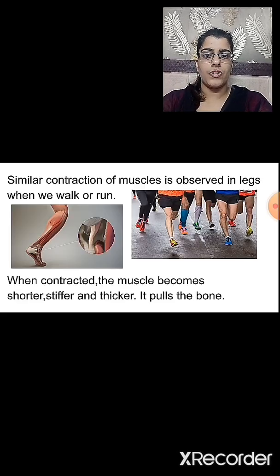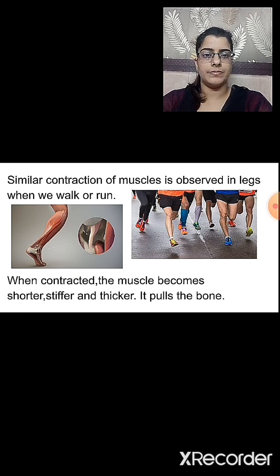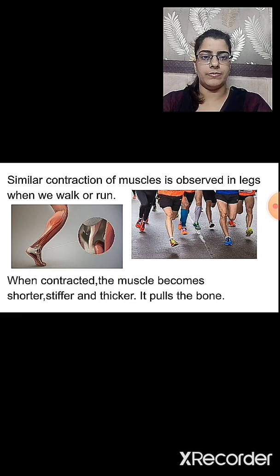Similar contraction of muscles is observed in the legs when we walk or run. So, during walking or running, the muscles contract. When contracted, the muscle becomes shorter, stiffer and thicker. So, when the muscles are contracted, the muscle becomes short, stiff and thick. It pulls the bone.